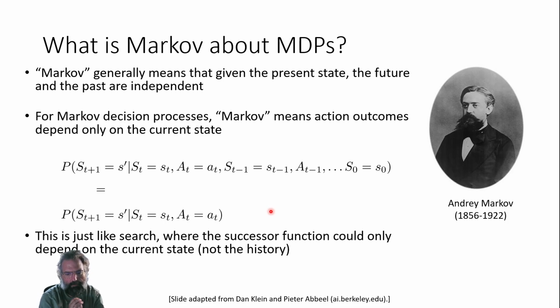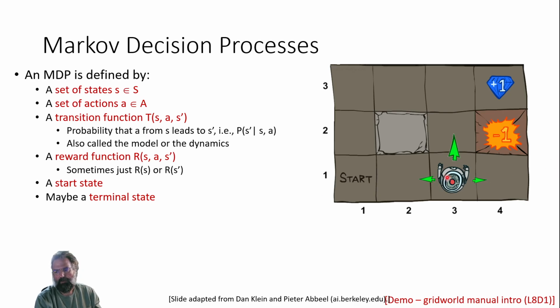It's just like search, where there's a successor function that could only depend upon the current state, not the history. So at the end of it all, if you look at this, it doesn't matter how the little robot got into this cell. It's in the cell. The states that it can go to don't depend upon how it got there, only on where it is. In this case, clearly, if it isn't the initial state, it came from some other state.